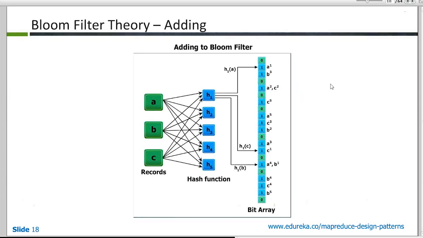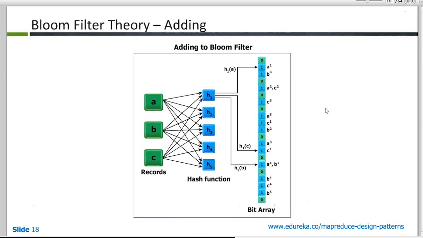As you can see, this bit was set to 1 because A was hashed to it, and this is A hashed by the H1 function. Similarly, you can see for A hashed by H2, you'll see A2 somewhere. So this is the place where A2 was hashed. A3 is here, A4 is here, A5 is here, and so on for the other records that you have here. Okay.